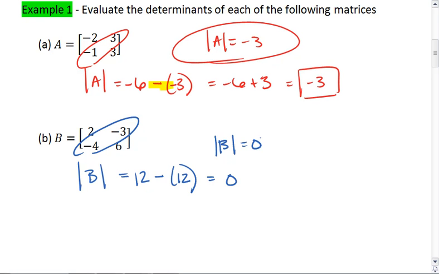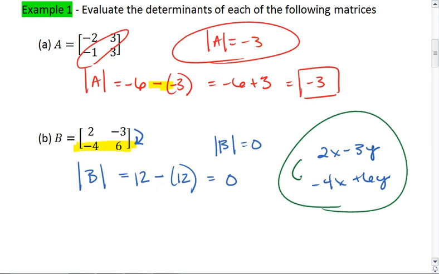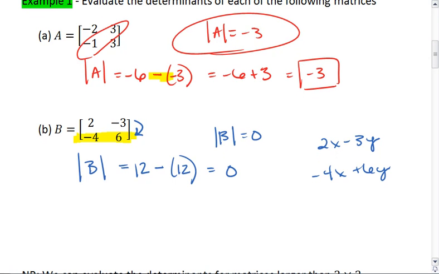Having a determinant equal to 0 is actually very important. What that essentially tells us is that one row is a multiple of the previous row. If we were to write this out, this would mean that we have 2x minus 3y and negative 4x plus 6y. These are the same equation, just scaled by negative 2, which means something very important later on when we look at actually using determinants to solve a system of equations. But for right now, just being able to find these numeric values is good enough.